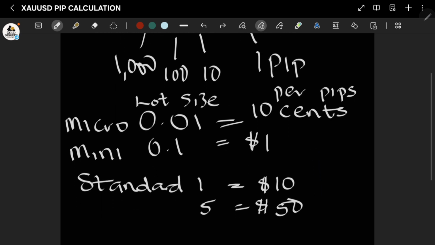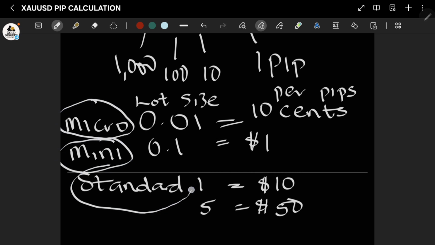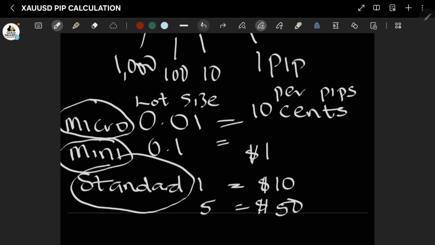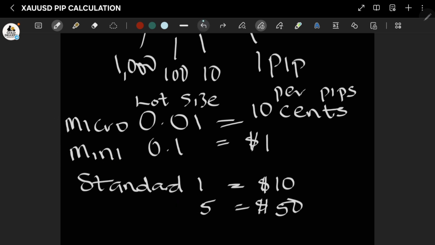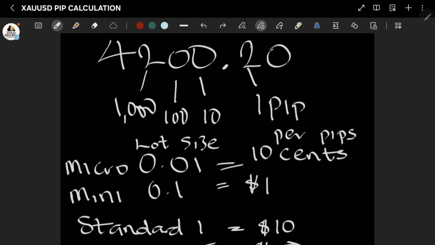Now, going over to the lot size. We have what we call the micro lot size, the mini lot size, and the standard lot size. We have the nano, but for gold, there is no nano, just forget nano. For the micro lot size, which is 0.01, for every pip movement, immediately this changes to 3, and using 0.01, that is 10 cents already reading, either in your favor or against you.